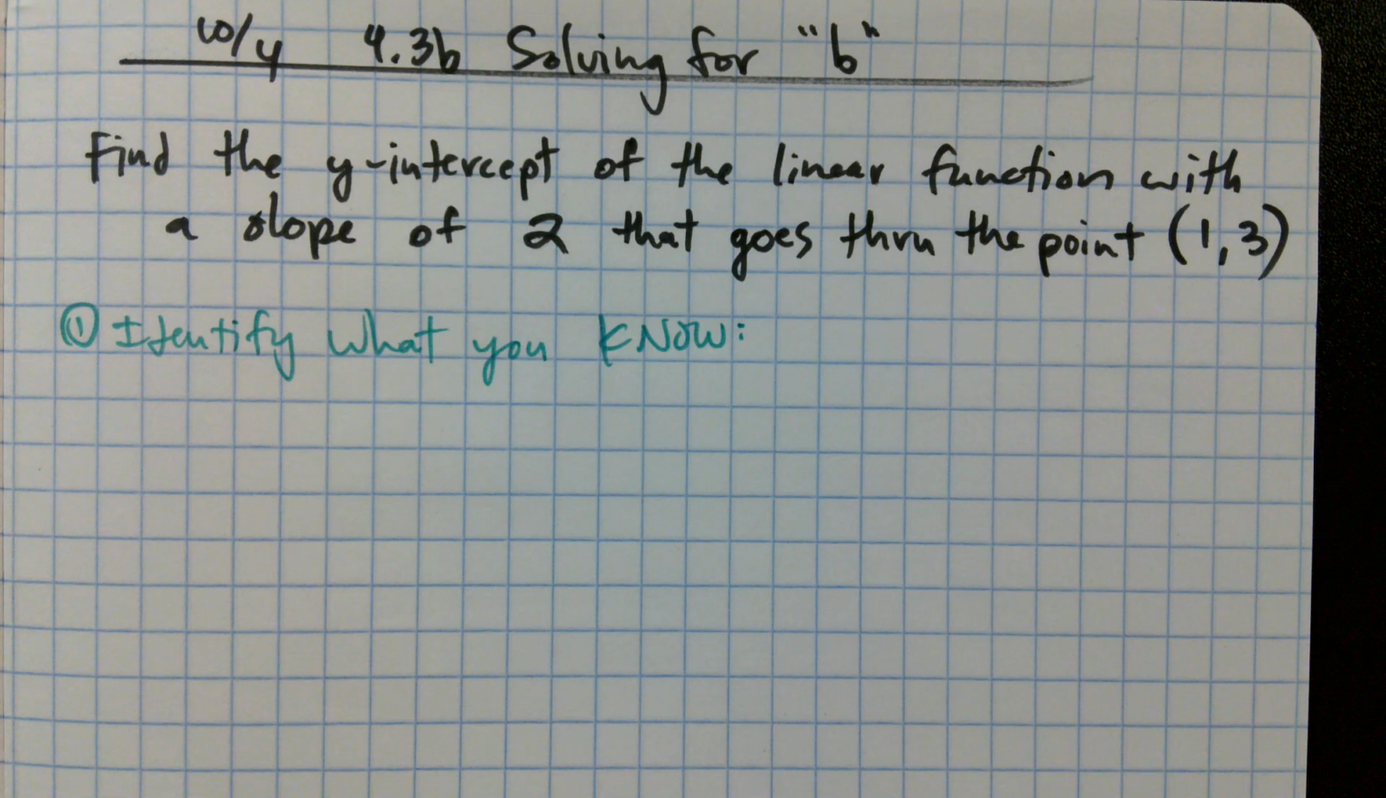So today we're going to be solving for b. We're going to find the y-intercept of the linear function with a slope of 2 that goes through the point (1, 3). So I have a slope of 2 going through the point (1, 3).